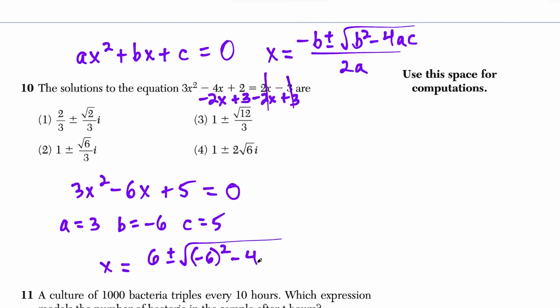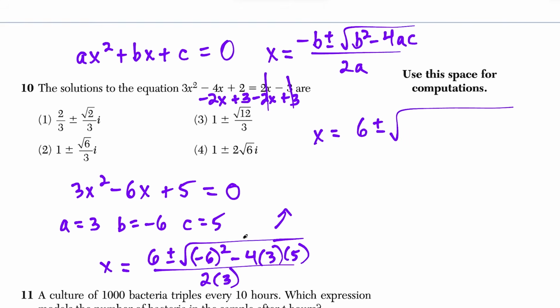And then we have minus 4 times a is equal to 3, and the value c here is equal to 5. And we're dividing all of this by 2 times a, so we're doing 2 times 3. And now I'll write that result over here. We have x equals, and we have 6 plus or minus, and now the part inside the radical here we could just do in the calculator, but that's going to give us 36 minus, and let's see what we get here. So 4 times 3 is 12, and 12 times 5 is 60. So if I do 36 minus 60, that's going to give us negative 24. And we're dividing all of this by 2 times 3, which is 6.